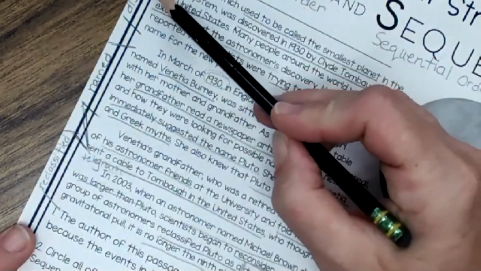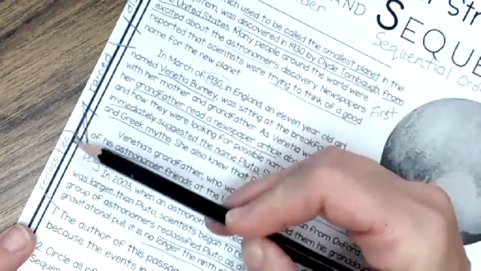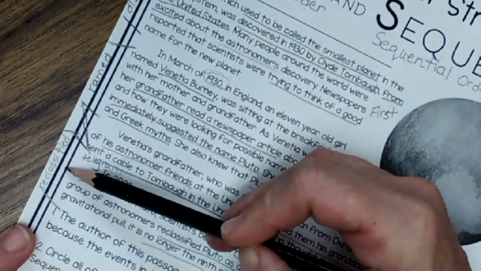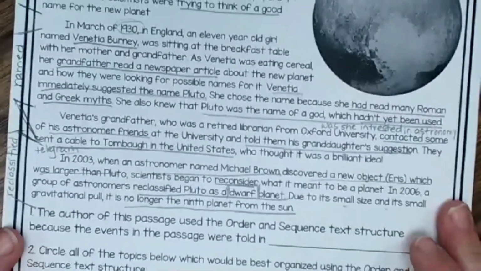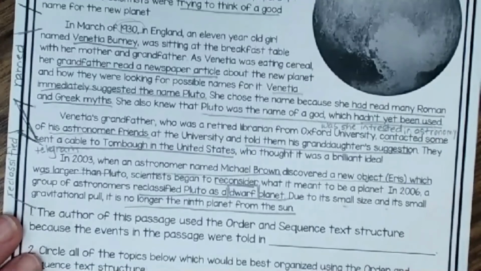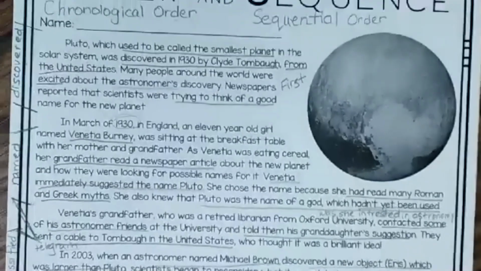This was 1930, 1930, 2003, and 2006. So he did it in the order that it happened. Why do you think the author did it this way? Why did he use order and sequence, or chronological order, text structure, to organize this information?